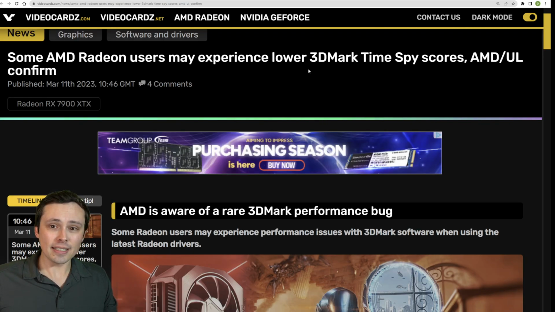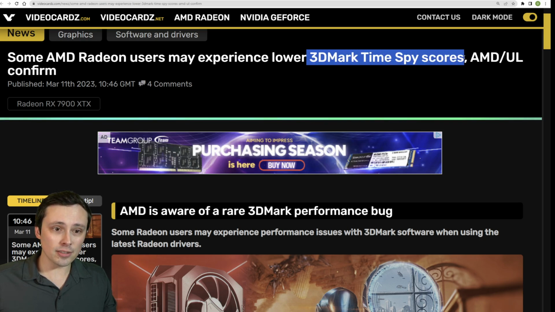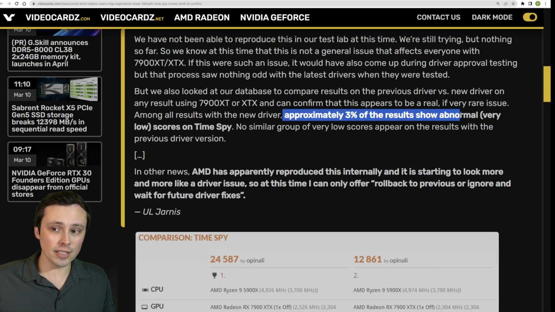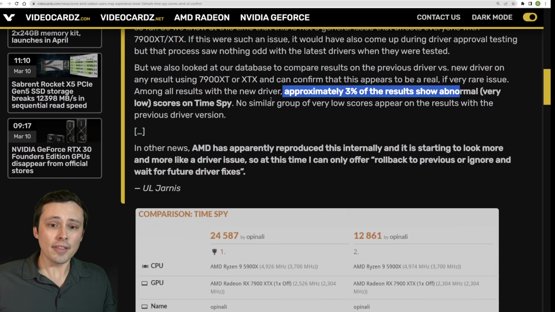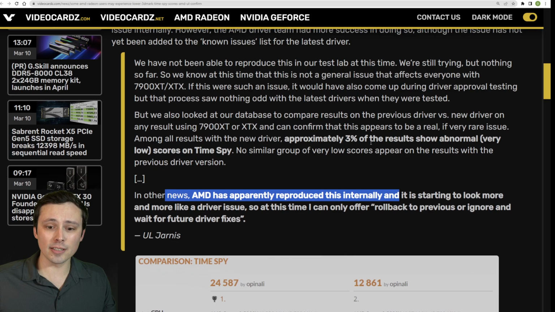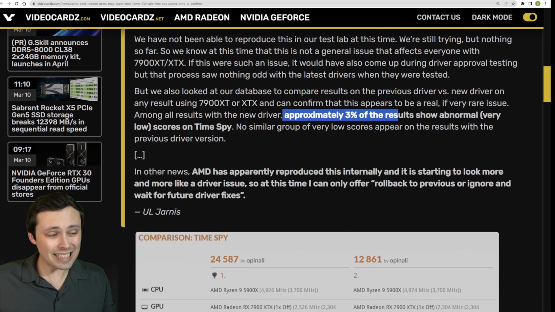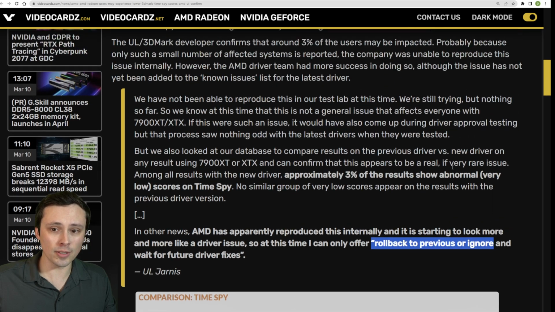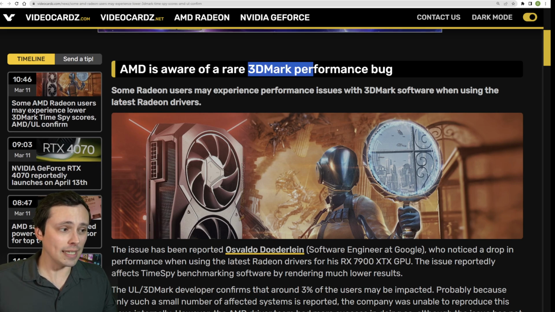Anyway, I should also report that if you noticed much lower 3DMark Time Spy scores on the latest Radeon drivers, that apparently is happening to about 3% of users on the latest drivers. This is official from 3DMark themselves. They said they were unable to reproduce the issue themselves, but they talked to AMD, and AMD apparently can reproduce this internally, so 3DMark is pretty sure that this is probably a driver issue. Again, it seems to be affecting about 3% of users. If you're chasing 3DMark scores right now, you would be best served by rolling back to the previous drivers or just not updating to these ones. But as far as we can tell, this is just affecting 3DMark and not actual performance in games or anything like that.